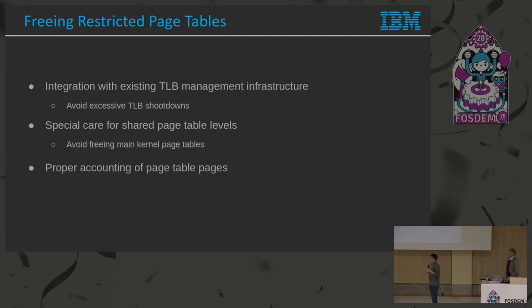And freeing the restricted page table is kind of a pain, because currently the code in the kernel that actually frees page tables is very tightly bound to the struct and to the assumption that kernel page tables are never freed. And there is a lot of care that must be taken in freeing page tables to properly play with the TLBs and to avoid TLB shootdowns as much as possible, and there is a lot of work we're going to do in that area.